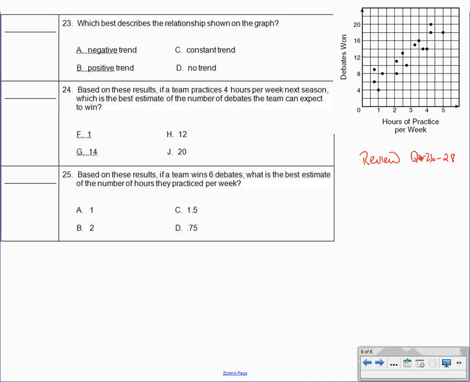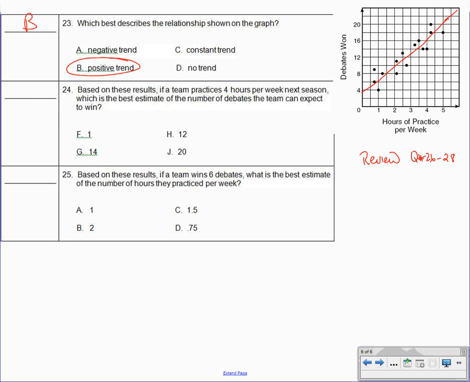If you look at your points, our trend is trying to draw the best fit line between all the points. It may not hit all of them, but we're trying to get the number of points above and below to be exactly the same. Notice the line that I drew, it is a positive slope line, so it has a positive trend. 24 and 25, notice these are based on the line I drew, and this is an estimate, so there is not an exact answer.